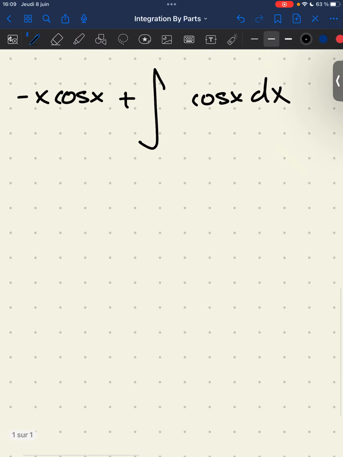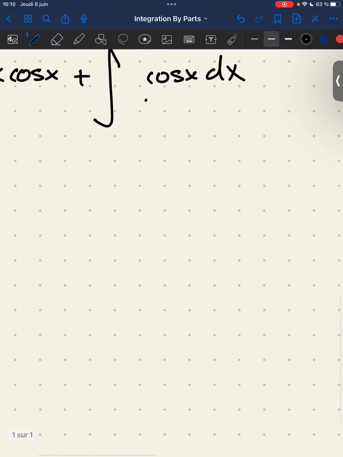What do you differentiate to get cosine x? Just a regular sine x.